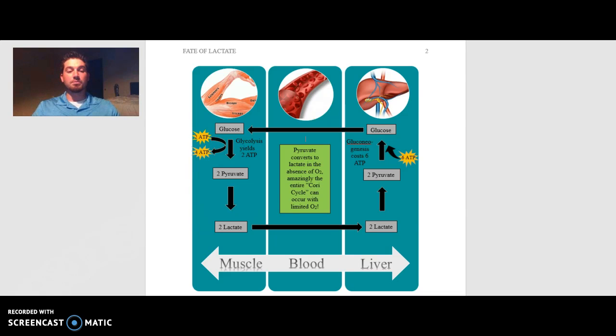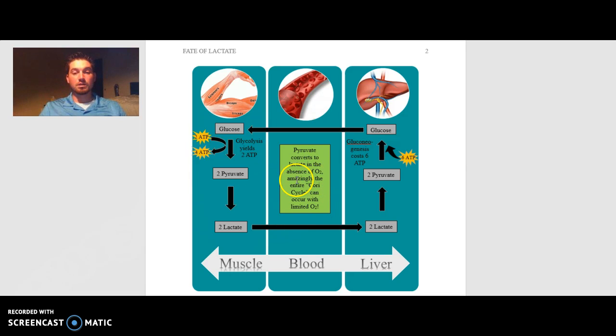So pyruvate bonds with NADH, as well as lactate dehydrogenase to form lactate. So not only does this get rid of some hydrogen atoms, it also frees up an NAD molecule to accept more hydrogen atoms. Because lactate has these hydrogen atoms, it will lower the pH in the muscle and blood. So eventually it will stop muscles from contracting.